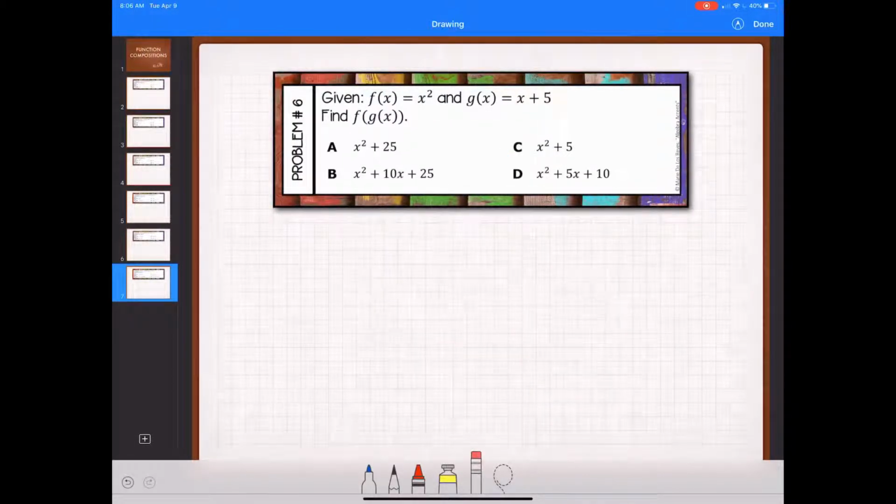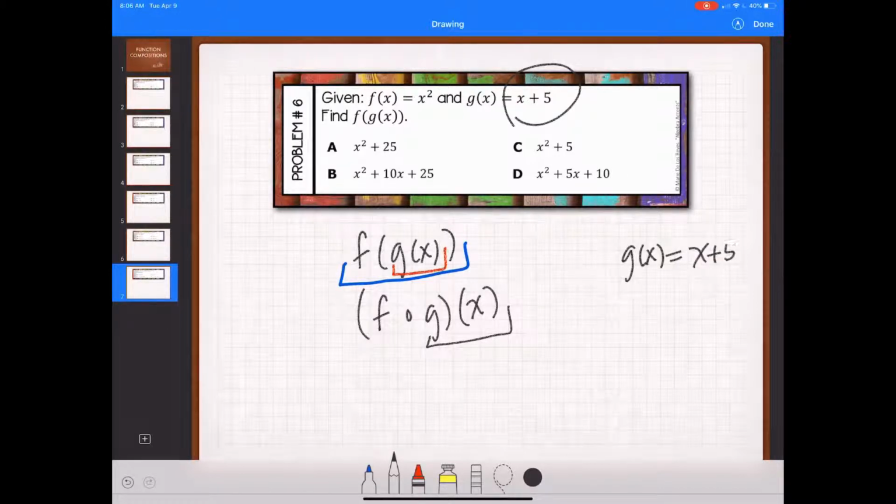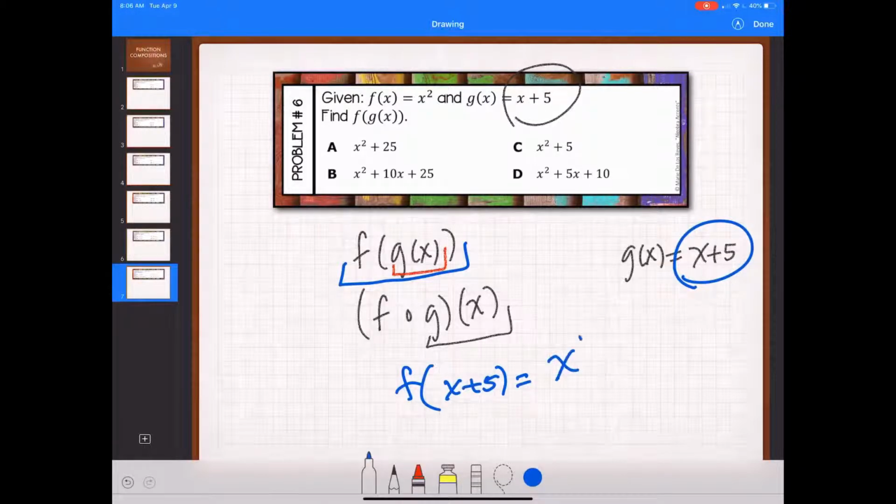Okay, this notation is a little bit weird looking. It looks like it has a lot of parentheses, and it does. But this means the same thing as composing f and g of x. They've just already put the g function inside of the f function for you. So you're working it out like a regular composition. The g function is x plus 5. We're going to take that g function and put it inside of the f function. The f function is x squared. So inside the parentheses, I'm going to put x plus 5. And now I'm going to simplify.